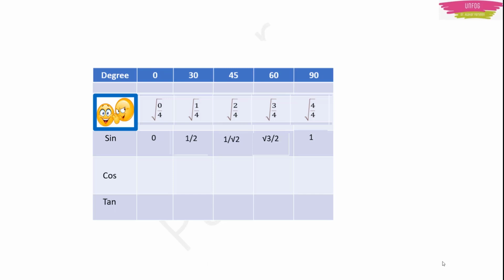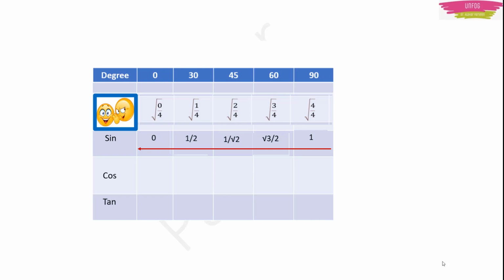Now writing the other values is very easy. I will show you. This you write in a reverse way. Means for sin you have 0, right? That 0 you put in the last. The reverse way you write. Okay. You have written 0, half, 1 by root 2, root 3 by 2 and 1.